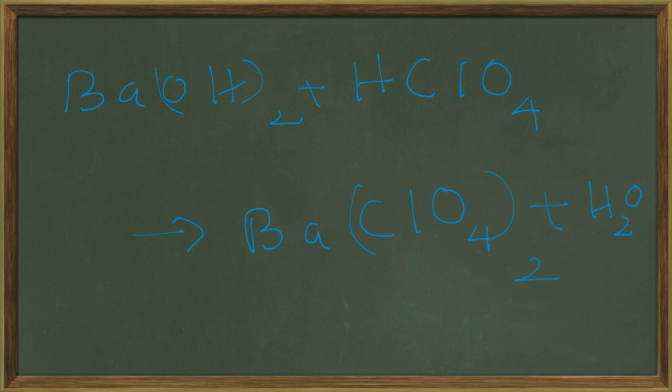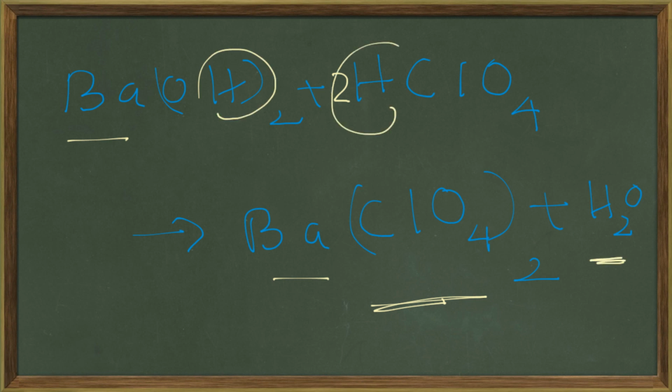Now you have to balance this equation. I'm using another color. Barium 1, barium 1. I am good. But you have ClO4 twice here and ClO4 1 there. So you put 2 in front of it. And then count how many hydrogens. This side, in hydroxyl you have 2 hydrogens. This is 2 hydrogen, but this side you have only 2. You put 2 in front of it. So it's going to be 4.